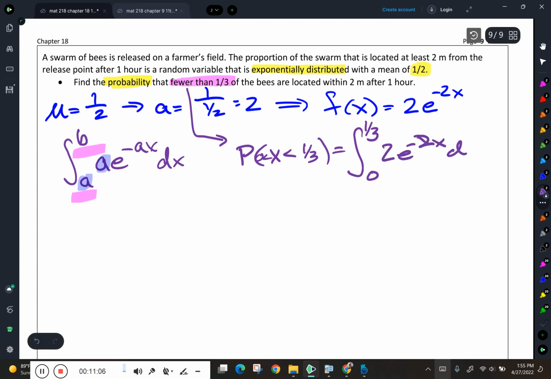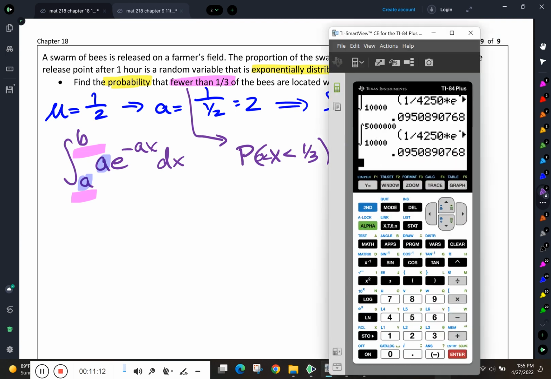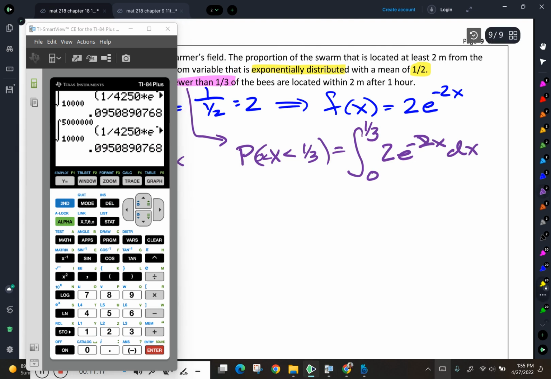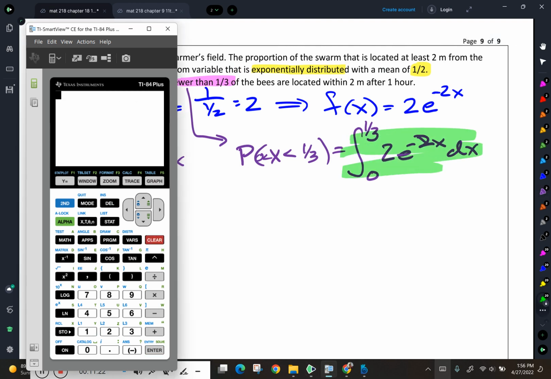Now I could do this one by hand, but might as well just throw it in the calculator since I'm probably going to have to put it in the calculator in the end anyway. So let's toss this into the calculator and see what happens. Okay. So I'm doing an integral. My lower limit is 0. My upper limit is 1/3. My function that I'm working with here is 2 e to the negative 2x. And I'm doing this with respect to x.